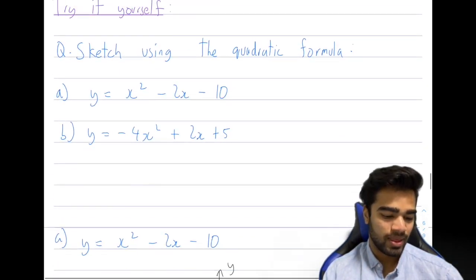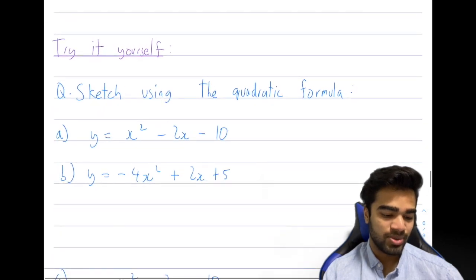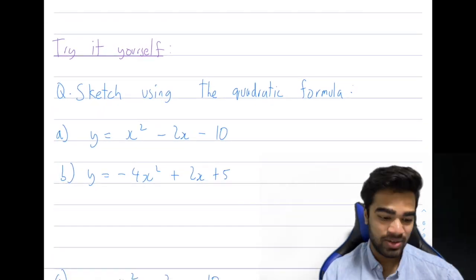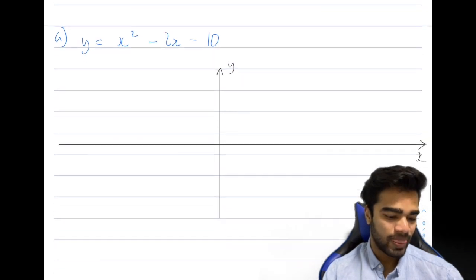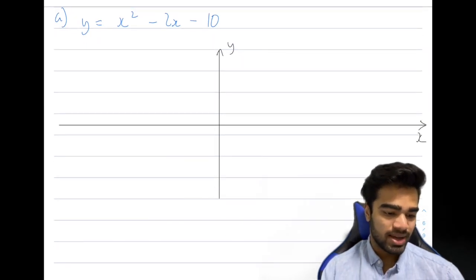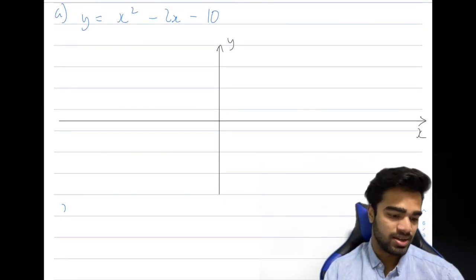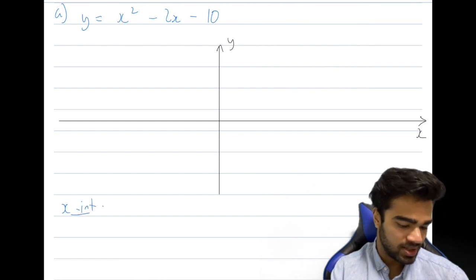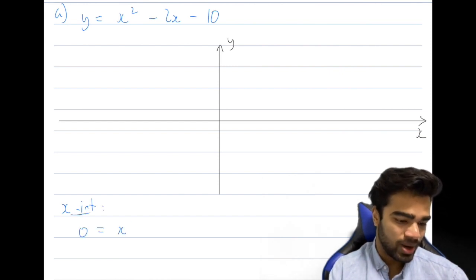Let's keep going. So have a go yourself, and we'll do both of these together. Have a go and see if you can sketch these graphs out. We'll do the first one: x squared minus 2x minus 10. So of course, x-intercepts first. To find x-intercepts, you make y 0.